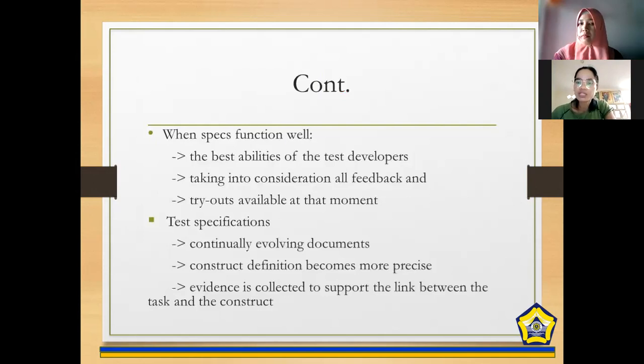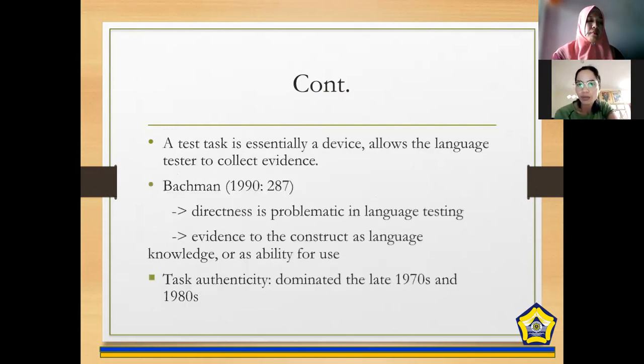And the specification functions, right? Because it reflects the best ability of the test developer, taking into consideration the feedback and tryouts available at that moment. The test specification is also a continuously evolving document, and the construct definition becomes more precise. So evidence is collected to support the link between the task and the construct. The next. A task is essentially a device that allows the language tester to collect the evidence.